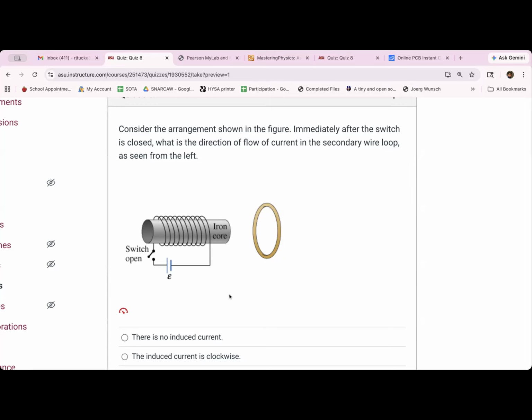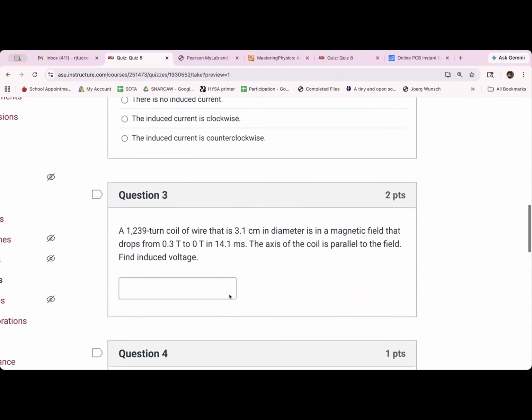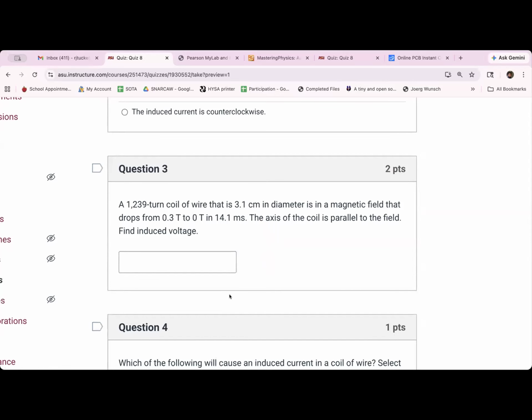Okay, so the magnetic field started at zero and now it's going right. Which direction do I want to oppose that with? I want a leftward flux. Which direction of current makes a leftward flux from this perspective? Counterclockwise. Read the question. Immediately after the switch is closed, I'm turning it on. At the instant the switch is closed, this voltage comes into being. If it stays closed, there's no change in current, there's no induced voltage.